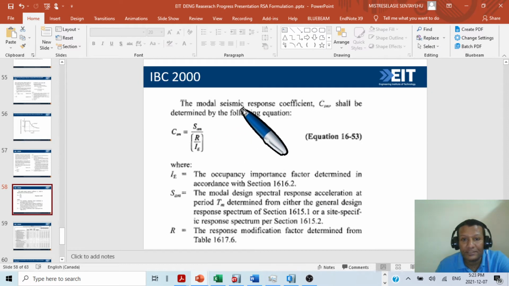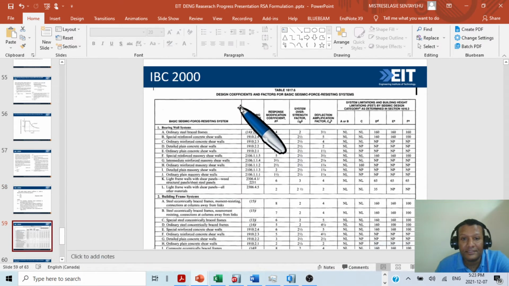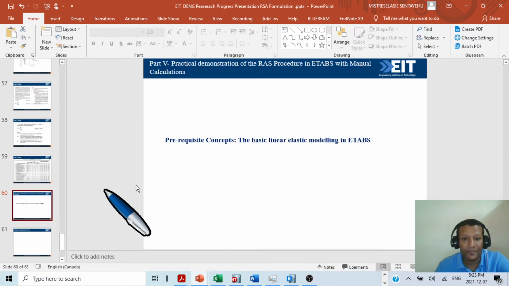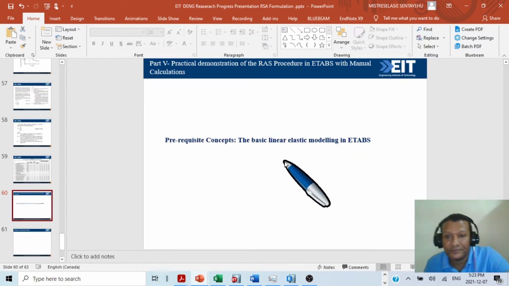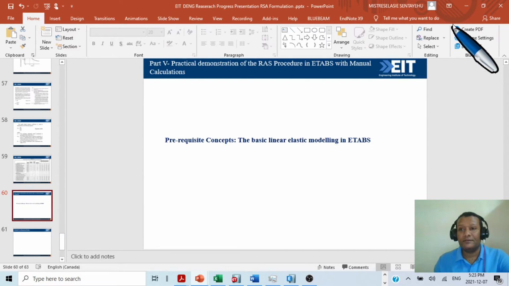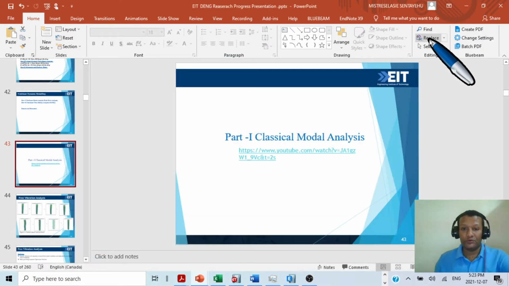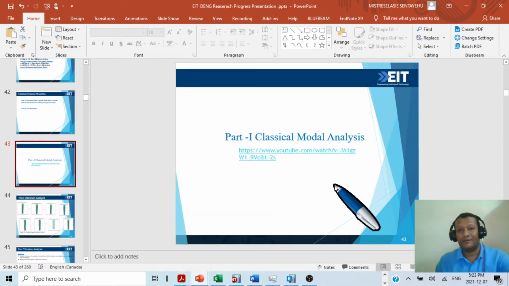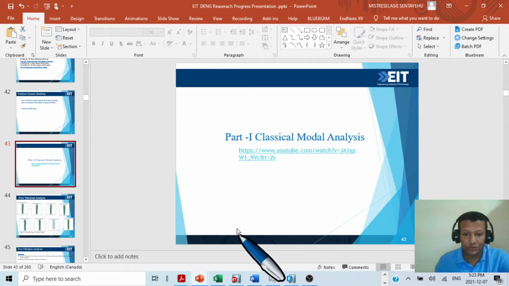So these are the modal seismic response coefficients. Yeah, this is what I told you. Here it will be included. This is the design coefficients and factors for basic seismic force resisting systems. So the R factor, omega factor, Cd factor, everything will be written in the table. So as per this discussion, before I go to our research, let me show you what they did.